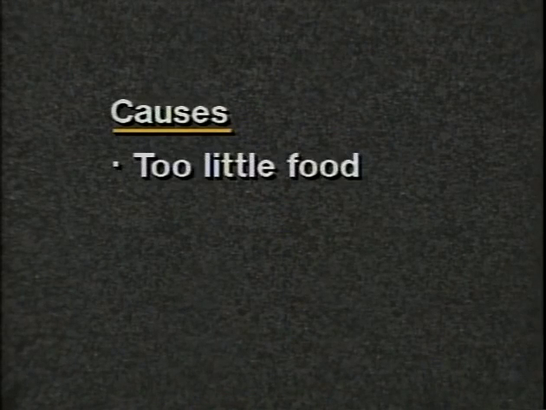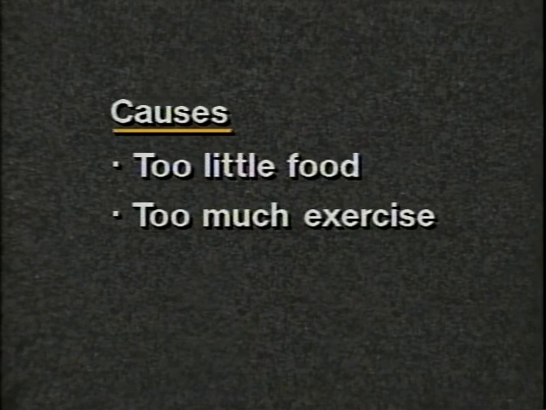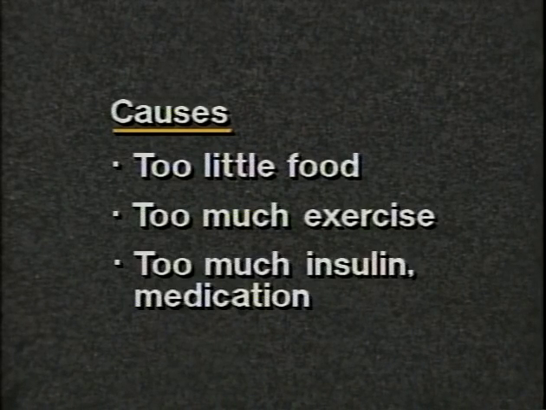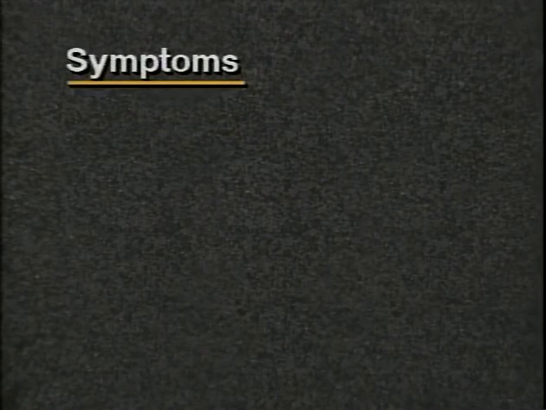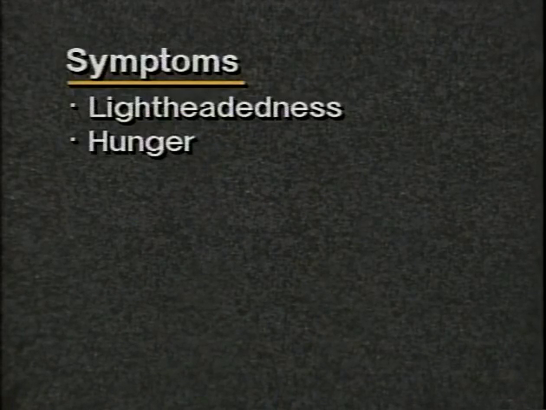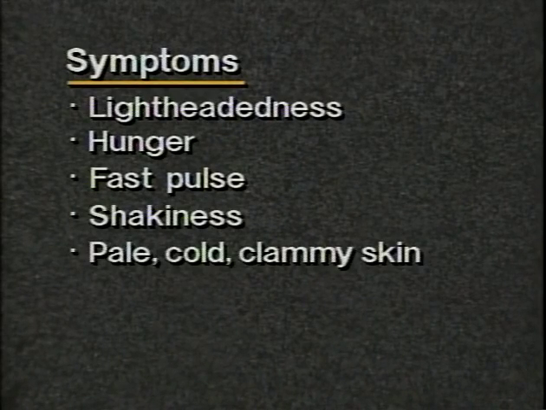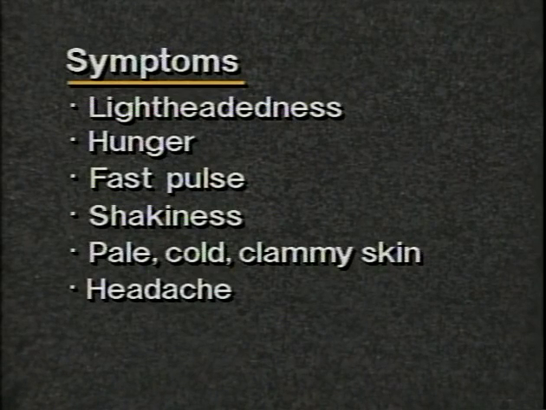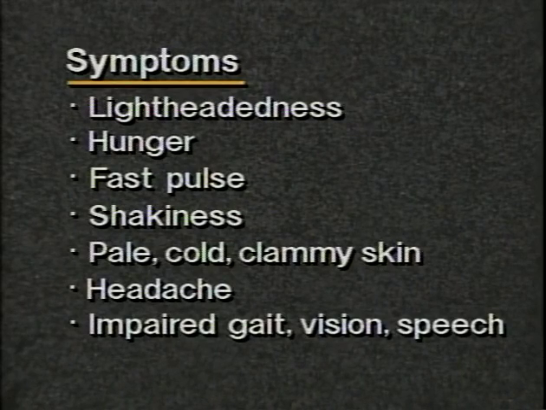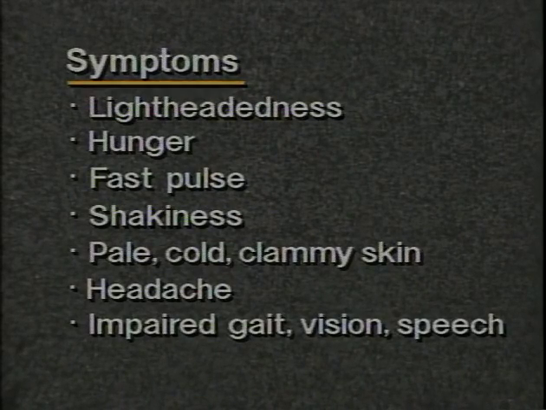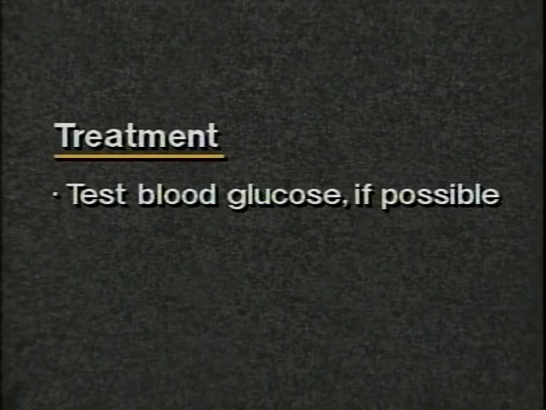Hypoglycemia occurs when one or more of these factors upsets the balance. A diabetic person eats too little food or skips a meal or snack, gets too much exercise, or takes too much insulin or oral medication. Your patients may experience lightheadedness, hunger, a fast pulse, shakiness, nervousness, pale skin, or numbness and tingling of the mouth. They may have nausea or a headache, be cold and sweaty, confused or moody, or have trouble walking or seeing clearly. If possible, they should test their blood glucose.